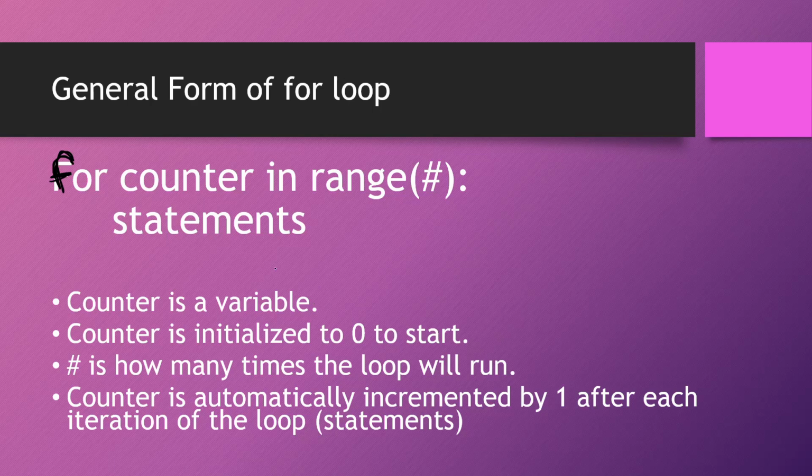Counter is a variable, so this is a variable that's being made for us. That is the variable that's going to control what's happening. It's initialized to 0 to start. And then the number is how many times I want the loop to run. So whatever number I put in here, ultimately it'll run that many times. Counter is automatically increased by 1 after each iteration of the loop, aka after the statements are run.